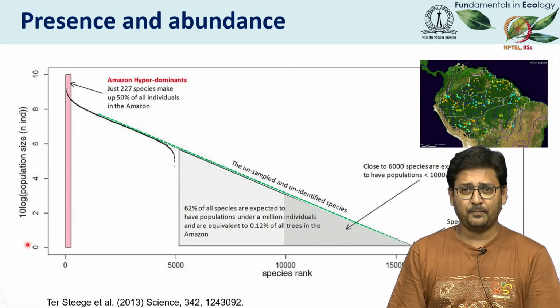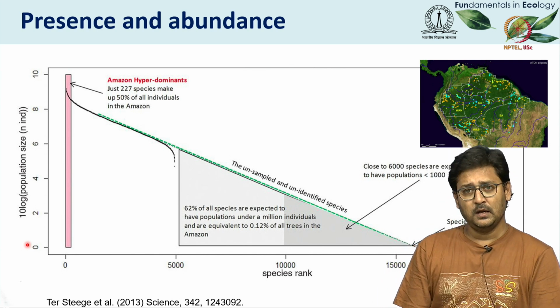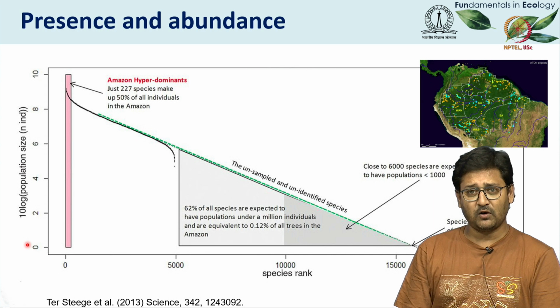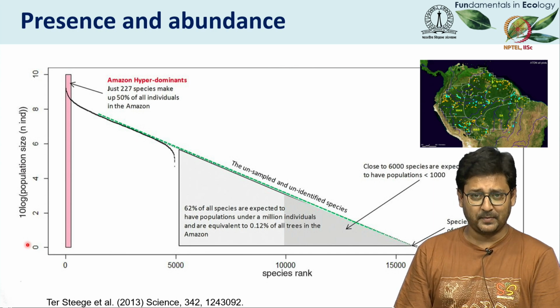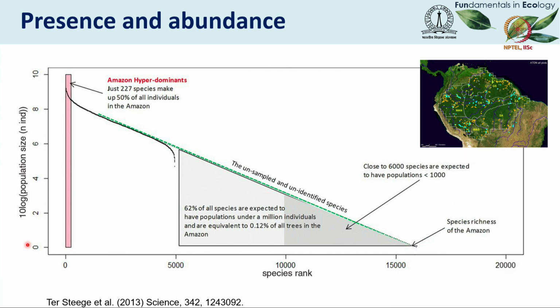This is a pattern of abundance of trees in the Amazon basin. So the Amazon rainforest, one of the largest rainforests on earth, and very species rich, lots of species of trees, plants in general, mammals, birds, arthropods and so on.